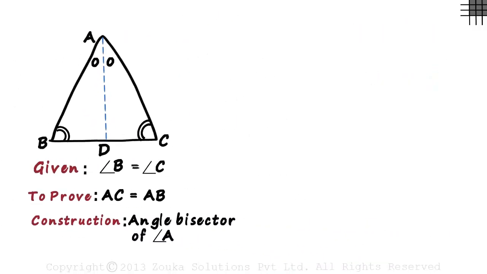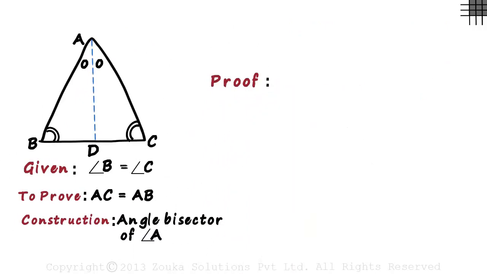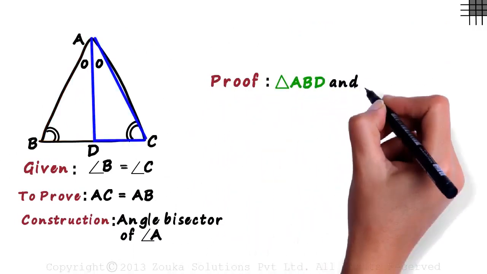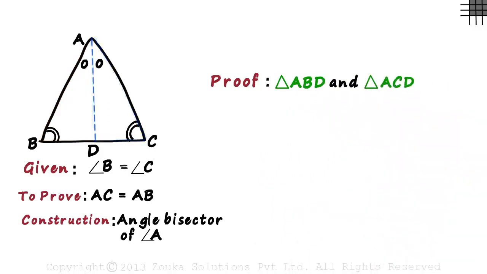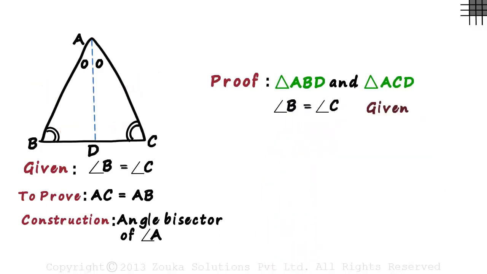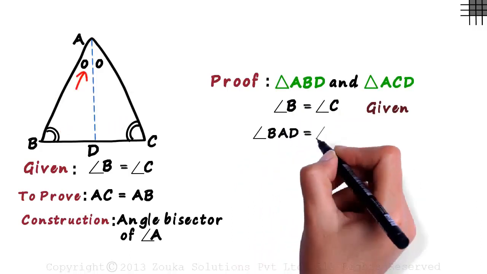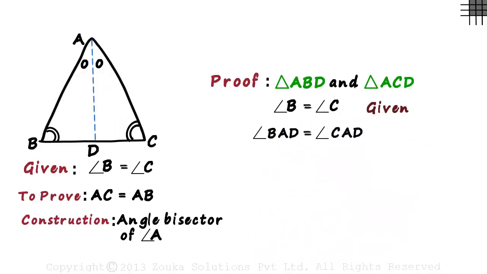Let's zoom out and understand the proof on the right-hand side of the board. The proof is really simple. Consider triangle ABD and triangle ACD. If we successfully prove these two triangles congruent, we can say that AC will be equal to AB. We know that angle B is equal to angle C. This is already given to us. Angle BAD is equal to angle CAD. We got this equation after our construction.